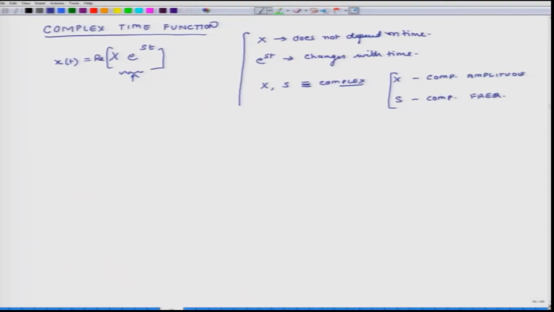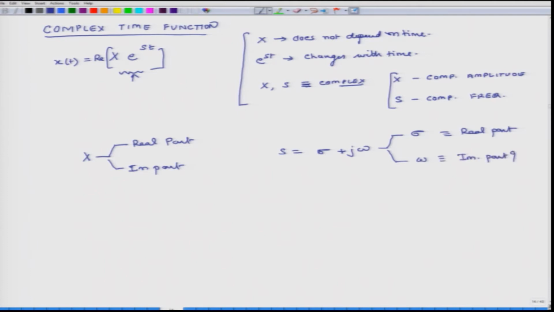So, this is complex time function. Now, X has a real part and an imaginary part, and same thing is true for s, and s we typically write as sigma plus j omega, where sigma is the real part of complex frequency and omega is the imaginary part of complex frequency.